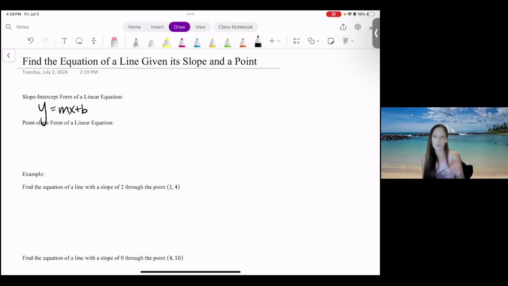We define m to be the slope. We use that as its representation. And we use b to represent the y-intercept. There is also point slope form, which uses a point and a slope to write an equation.